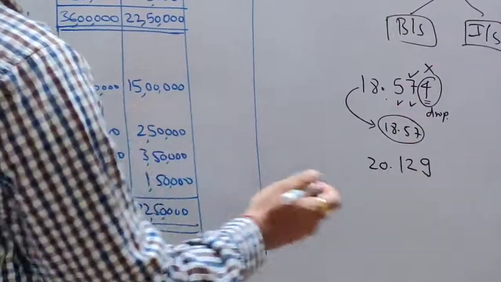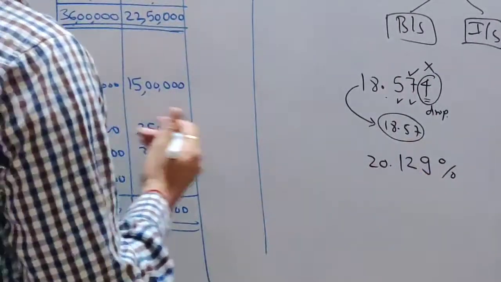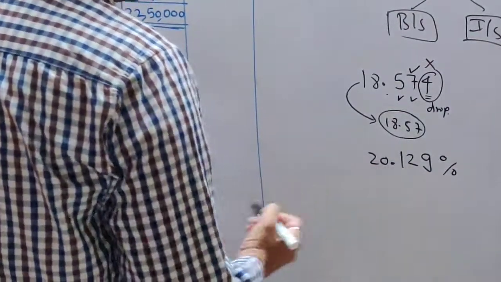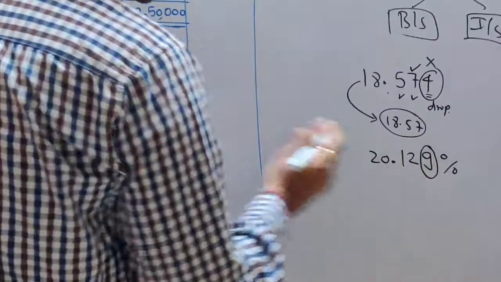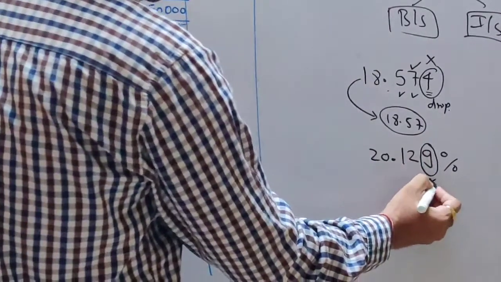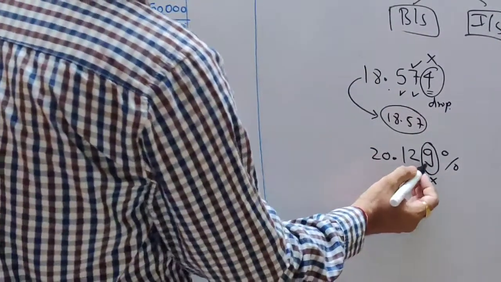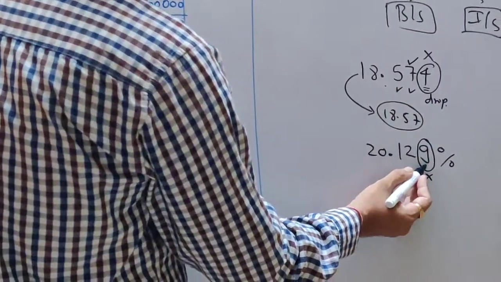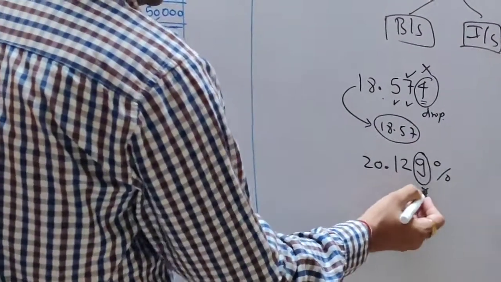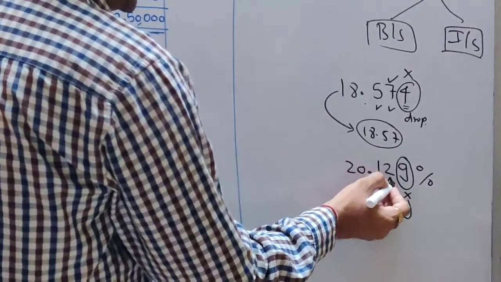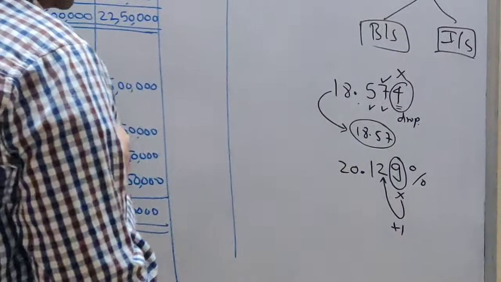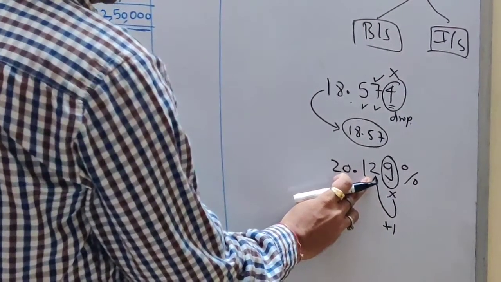20.129. Suppose I am getting this answer as a percentage. So which is your third place after the decimal? This is your third place after the decimal, and we don't write this. Now you have to see if your third place is 5 or more than 5, you have to add 1 to the second digit. So since this is 2, you have to add 1.